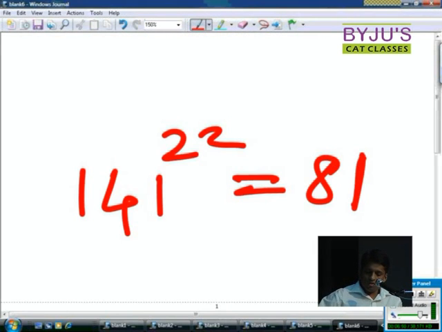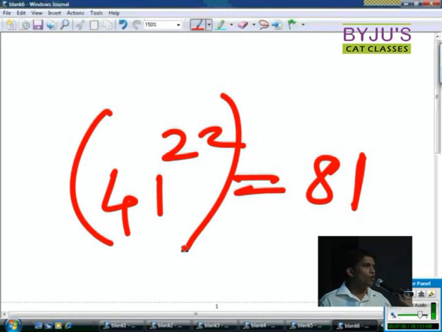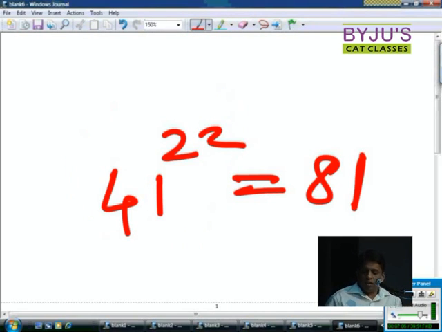Last digit is 1. Second last is, now whether it's 141 or 1141, everything will be 41 only, right? When it's a last 2 digits question, finally this is nothing but a product. 41 multiplied 22 times. So in every product, the last 2 digits of the answer will depend only on the last 2 digits. So 4 into 2 is this number.